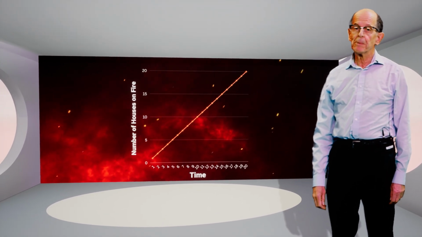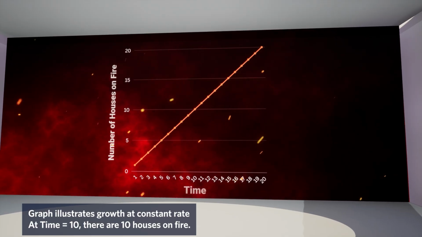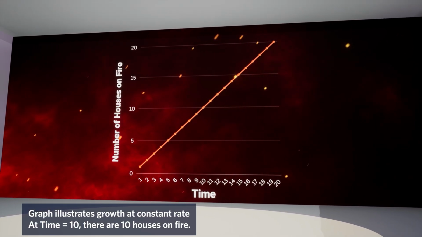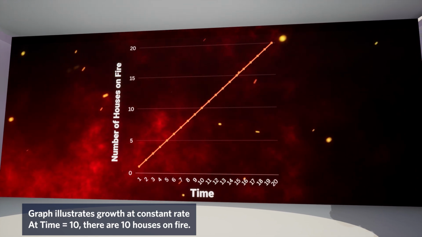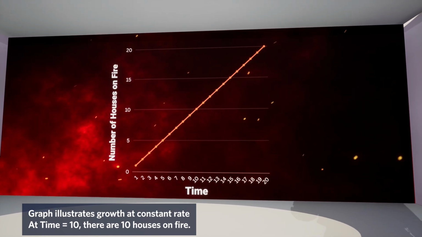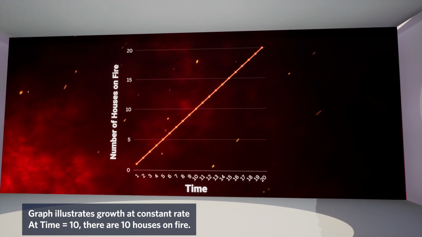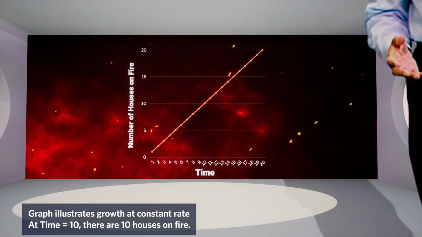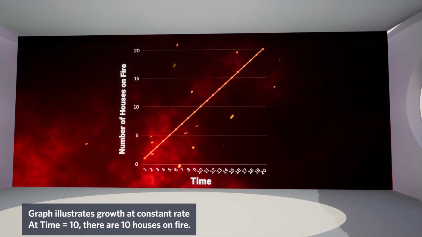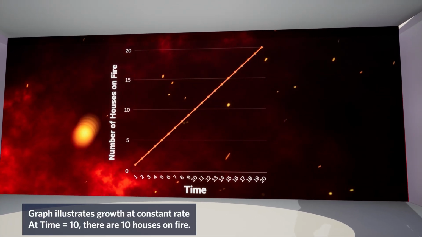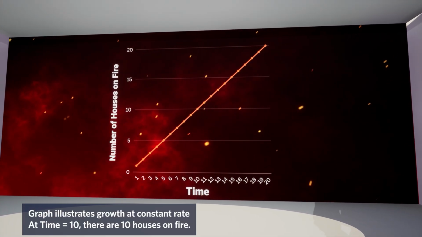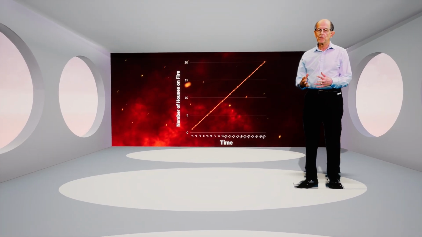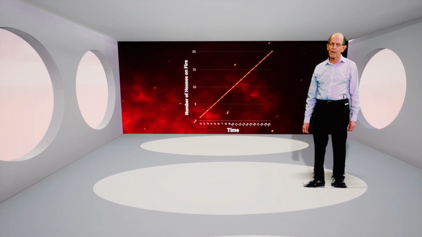So for example, in the graph, after 10 seconds, the horizontal axis is in seconds, and the vertical axis is the number of houses that are on fire. 10 seconds, 10 houses. So 1 house per second gets on fire, and that rate is the same rate, and hence the graph is a straight line. That's too simplistic and doesn't explain the rapid growth we saw in the Palisades fire.